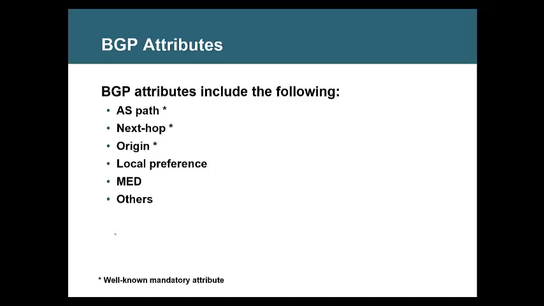inside an autonomous system. What direction the traffic should flow to exit out of the autonomous system is defined using local preference. It is called local preference because it is local to all the routers within the autonomous system.